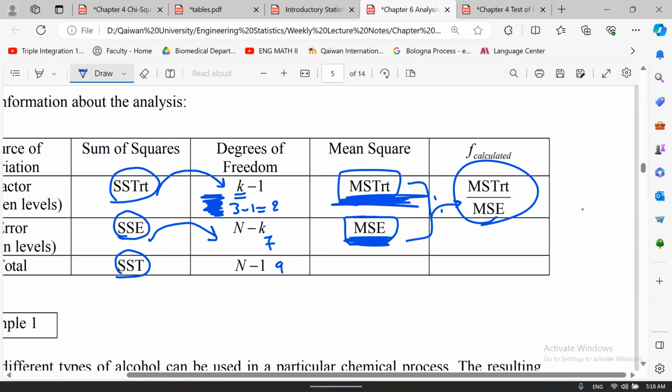Then we need to find F from the table. Then we compare them. We need to find F from the table and we compare. This is F calculated or F test, and F from the table. We compare them and we decide if we accept or reject the null hypothesis.